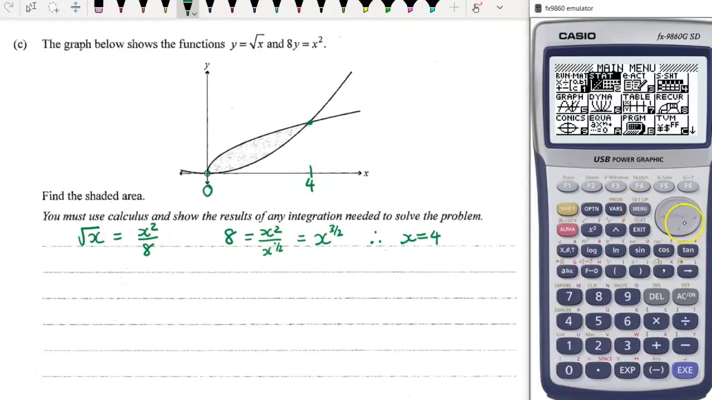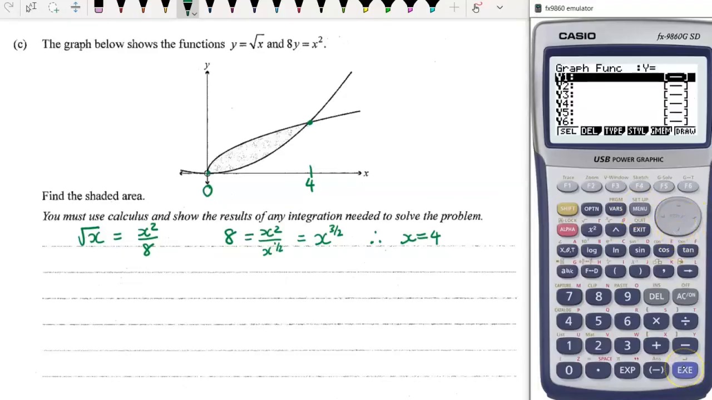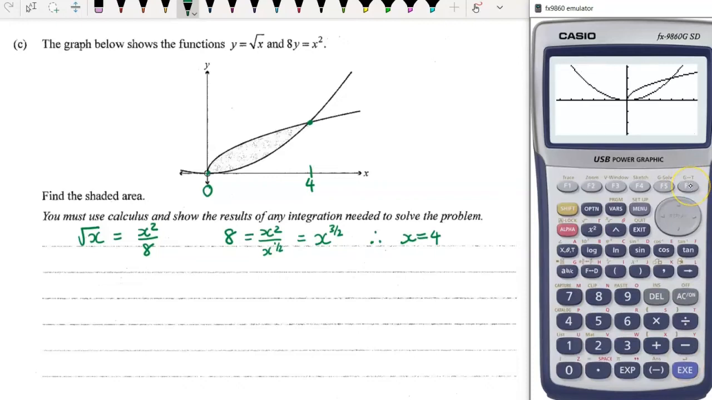You can also check this using the graphing function on here, so we can put y equals x to the power of 0.5 and y equals x squared divided by 8. We draw those, and then we do g-solve to find the intersection points. So we have x equals 0, and then move along to the next one, x equals 4. So now we are integrating between these two from 0 to 4.